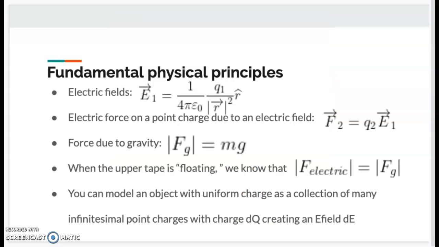So the fundamental physical principles involved in this lab are, of course, electric fields, electric force on a point charge due to an electric field, the force due to gravity, the fact that when the upper tape is floating, we know the net force on it is zero, so we know the magnitudes of the electric and gravitational forces acting on it are equal. And finally, what makes this lab different from Lab 1, the idea that you can model an object with uniform charge as a collection of many infinitesimal point charges, each with charge dq, creating an electric field dE, and add all of these fields up to get the total electric field at an observation location.